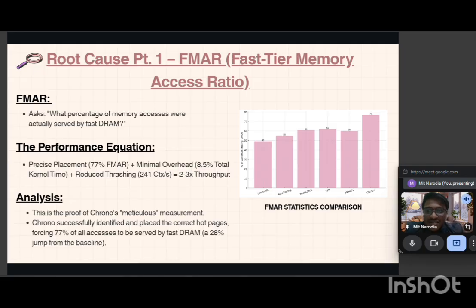So the analysis is clear. This is the proof. Chrono is very careful in measuring and it's working better than other systems. It finds the correct hot pages and moves them into the fast DRAM. This forces 77% of all requests to be served by fast memory, and this 28% jump from the baseline is the reason why it is so much faster.